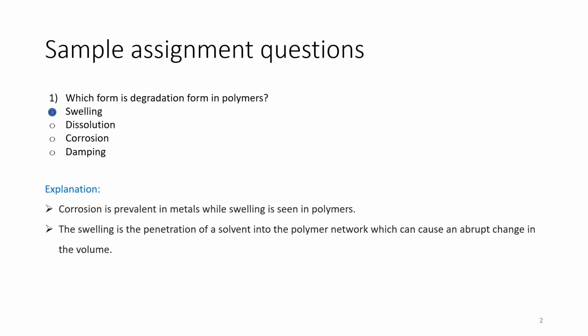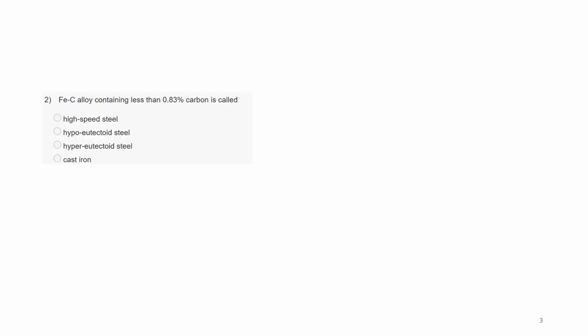Okay, so the next question is, an iron carbon alloy containing less than 0.83% carbon is called? Your options are high speed steel, hypoeutectoid steel, hypereutectoid steel, and cast iron. So in this particular chapter, we'll learn about this categorization of steels and cast irons.